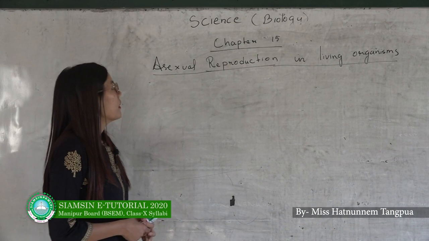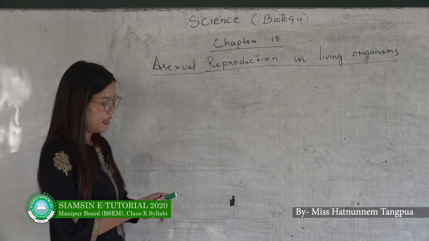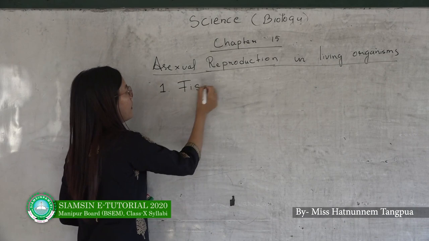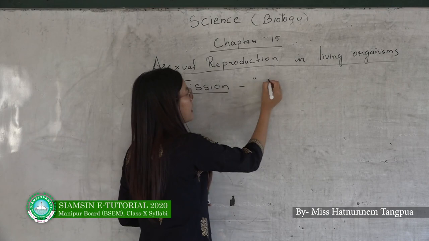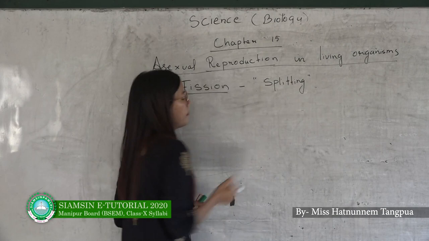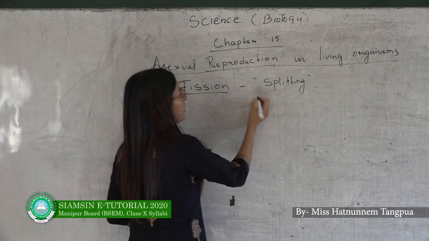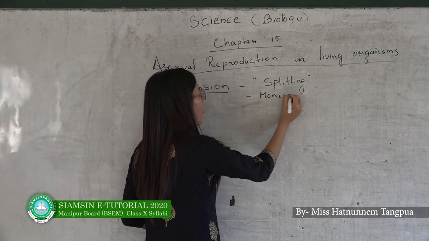Let us discuss asexual reproduction in living organisms. The first one is fission. Fission means splitting, or to split. Fission is usually seen in monerans and protists.